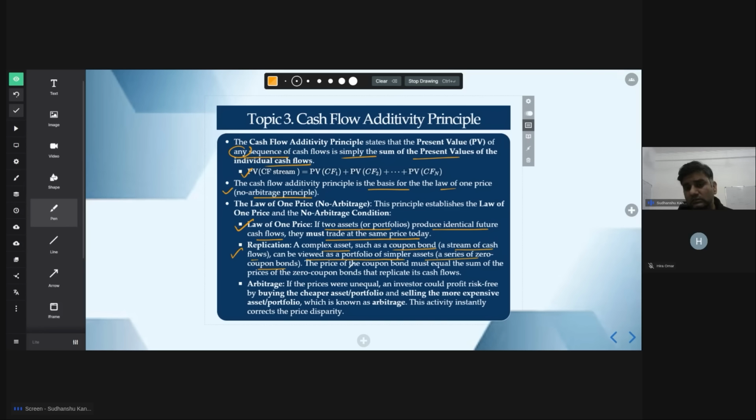I'll tell you how it works. If it is given ahead, I'll explain it to you. The price of the coupon bond must, I'll tell you what it is, to be fair. If the prices are unequal, an investor can profit risk free by buying the cheaper asset, which I told you. Buy the cheaper one under price and sell the expensive one. Buy low, sell high. This is known as arbitrage, right?